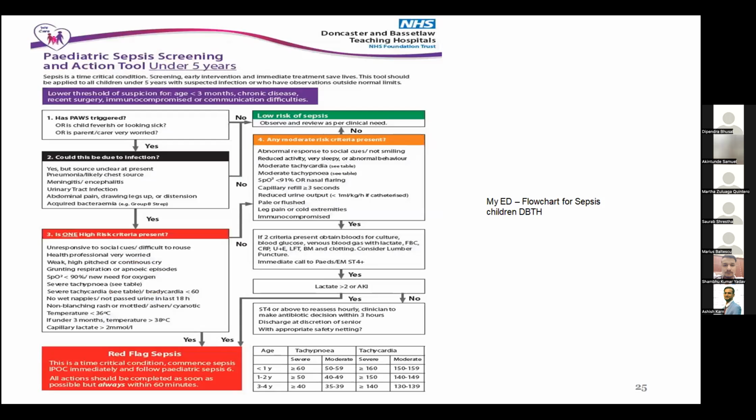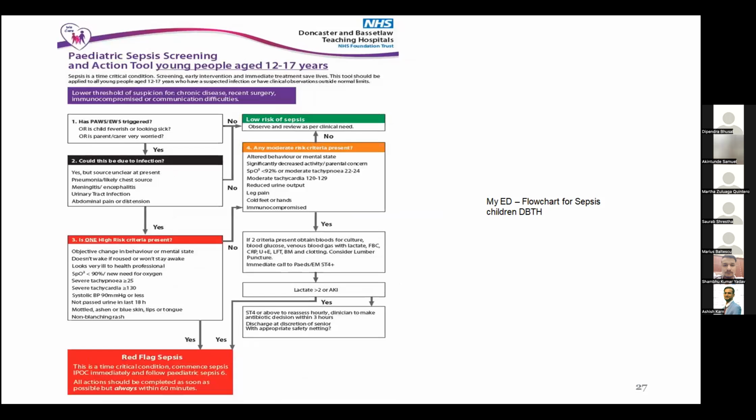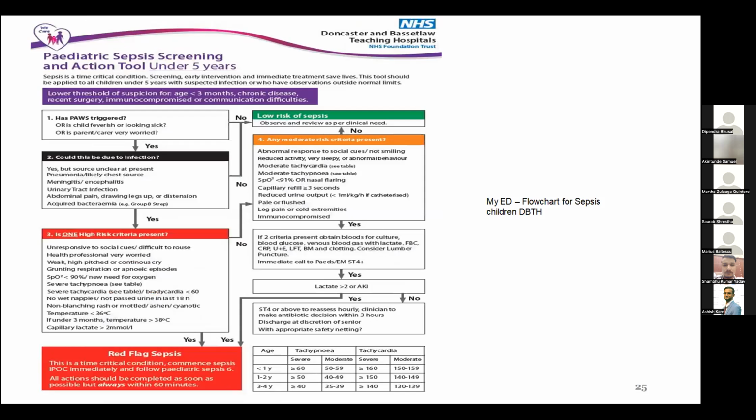So finally, if children come with a fever, then we have to think whether it is sepsis or not. This is our DBTS trust protocol. We have 3 sepsis flow charts: for under 5, for 5 to 11, and another for 12 to 17. You can go through this chart. You can find it in the MyED flow chart for sepsis in children in the DBTS.